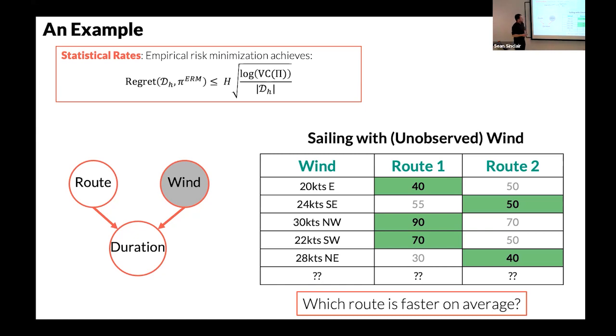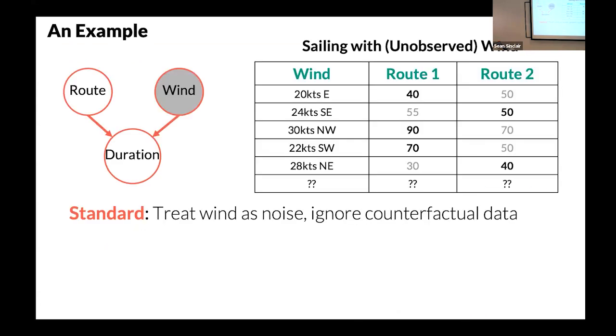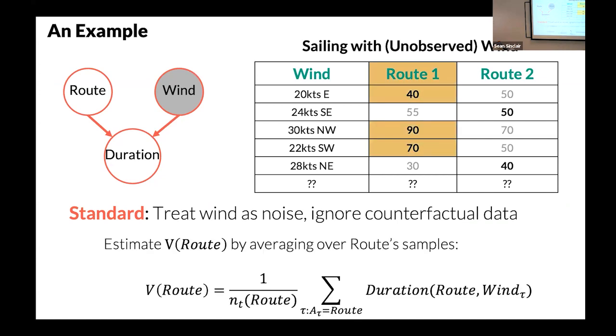So yeah, here's a question. Which route is faster on average? Now, if you knew nothing about the system, okay, what would you do? You would estimate the first route by averaging over these green numbers, right? You would estimate the second route by averaging over these two green numbers, right? And then pick whichever one is better, whichever one's faster. And so the standard approach, right? You would treat this wind as noise. So you have lots of different samples, and you would ignore these gradient components that we'll talk about in a second. So you estimate the value of a route by averaging over these samples.